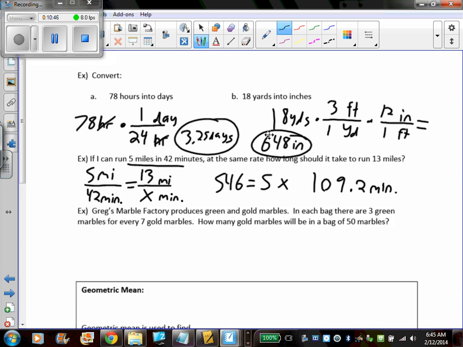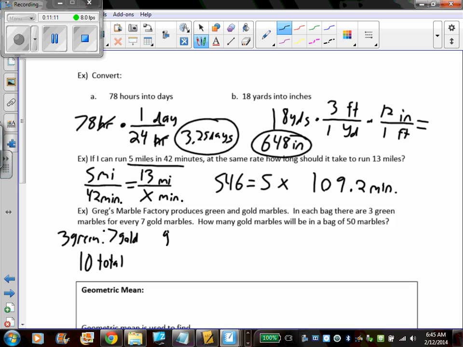Second one here, Greg's Marble Factory produces green and gold marbles. In each bag there are 3 marbles for every 7 gold. So 3 green for 7 gold. Keep in mind that that means that when we add the green and the gold together, in this example we have 10 total. How many gold marbles will be in a bag of 50?